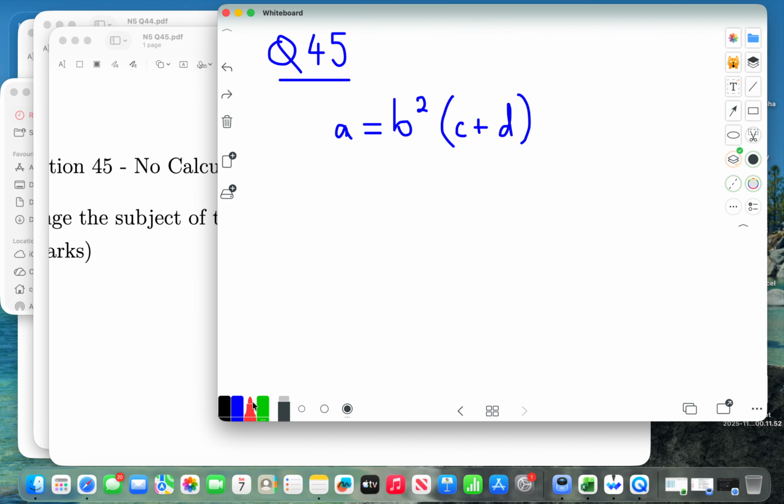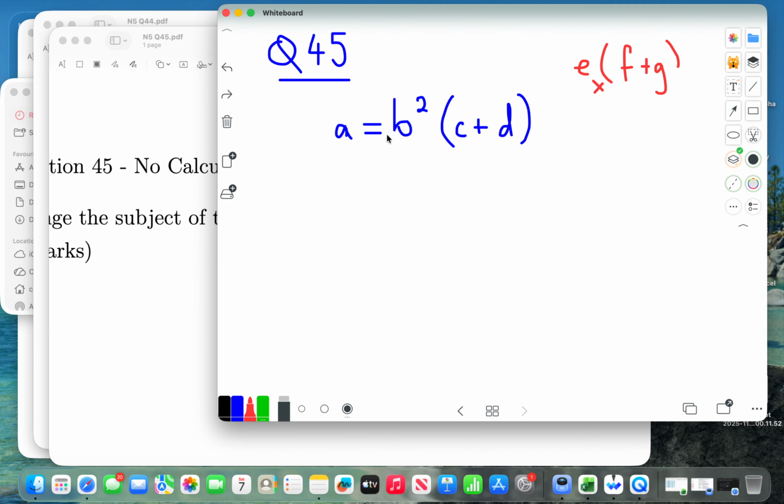As I've said in the past, I'm going to use E, F and G so I don't confuse the situation. E, F plus G essentially means E multiplied by this bracket. So we have B squared being multiplied by the bracket C plus D.